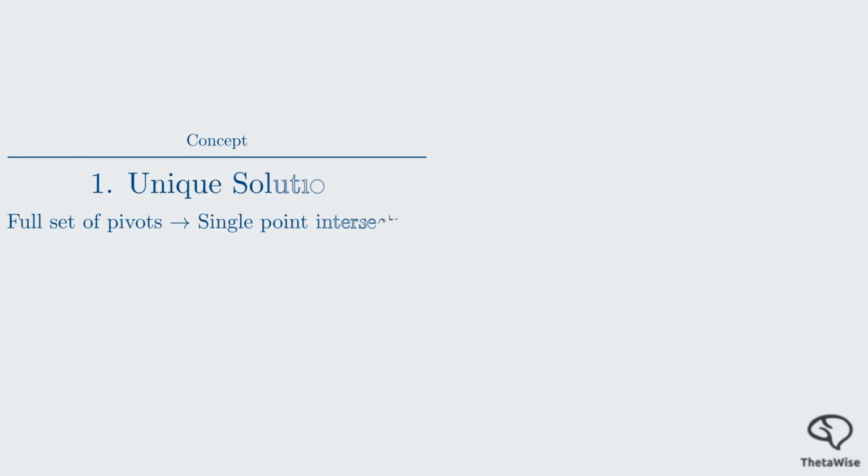It is vital to understand that not every system has a single solution. We classify the results based on the final row of our matrix in row echelon form. If we have a full set of pivots, meaning we can solve for every variable directly, we have a unique solution. Geometrically, the three planes intersect at a single point, like the corner of a room.